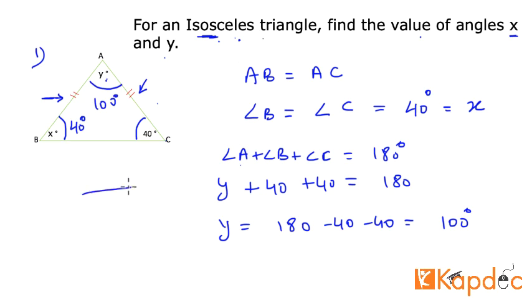So with a simple application of the angle sum property and the properties of the isosceles triangle, we were able to find all the unknown values of angles in this given isosceles triangle.